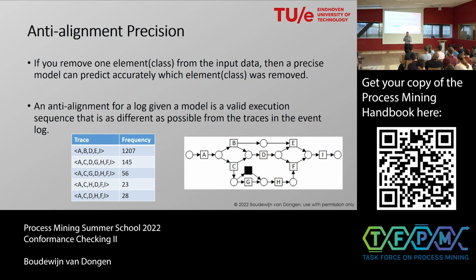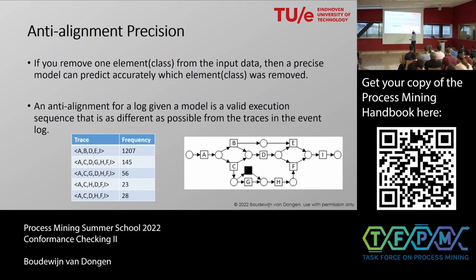An alignment is a sequence in this model that is as close as possible to the observed sequence. That's what we're looking for. The anti-alignment is the opposite. So it is the sequence in the model that is as different as possible from the log. Not from one sequence, but from the entire log. That's the intuition behind an anti-alignment.